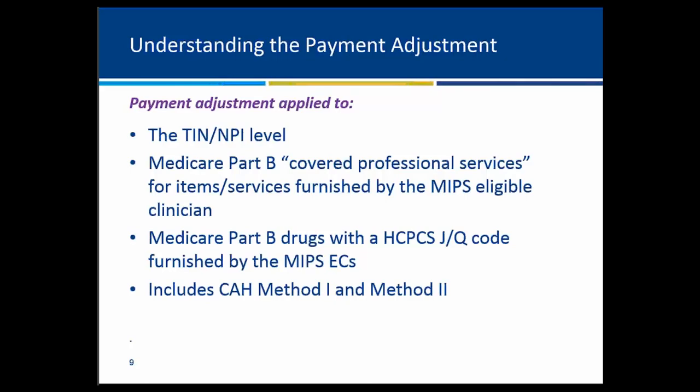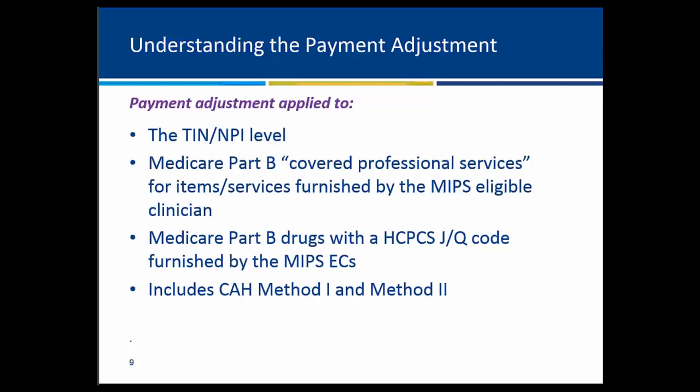Now, the Bipartisan Budget Act of 2018 included a provision that affects how MIPS payment adjustments will be applied beginning with the 2019 payment year. Adjustments will be applied to covered professional services furnished by MIPS-eligible clinicians, to services paid under the Medicare fee-for-service schedule. Those are provided and furnished by MIPS-eligible clinicians and billed under their TIN/NPI combination. Now, this includes some Part B drugs, those with the J and the Q code.